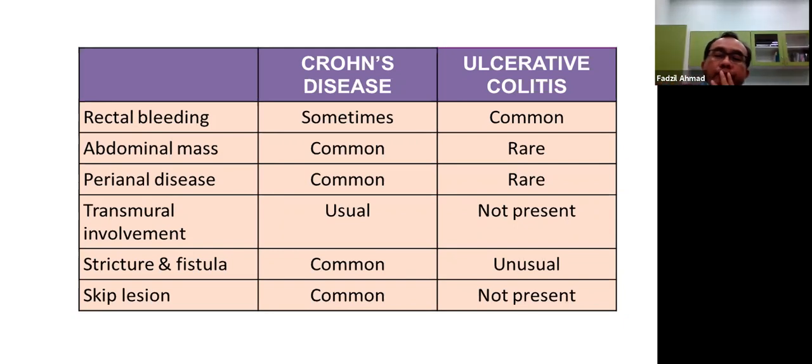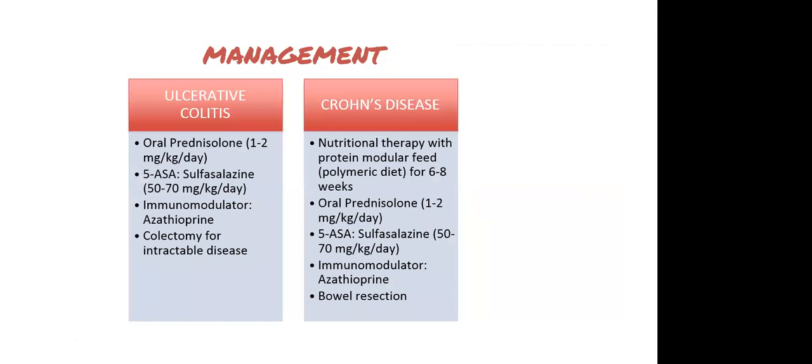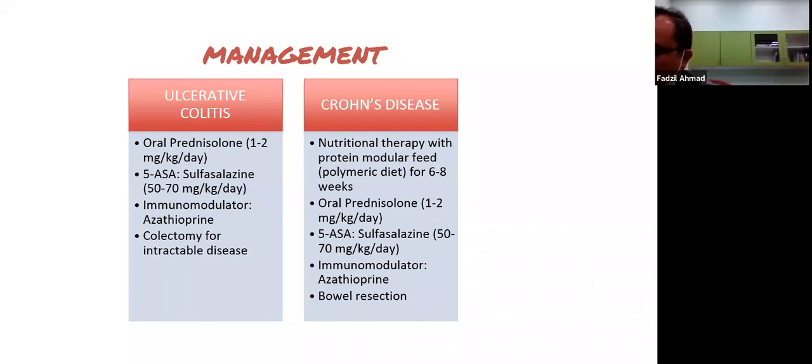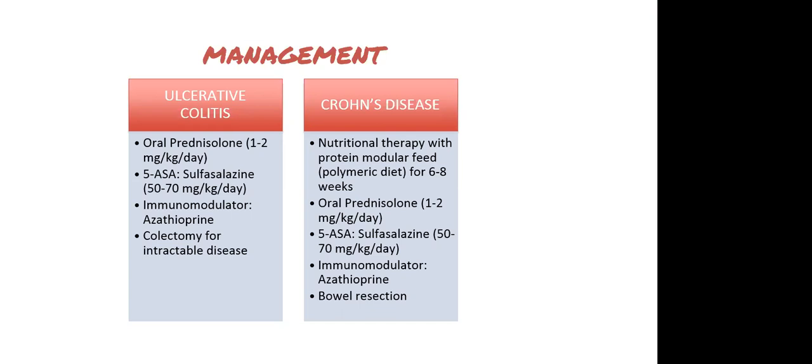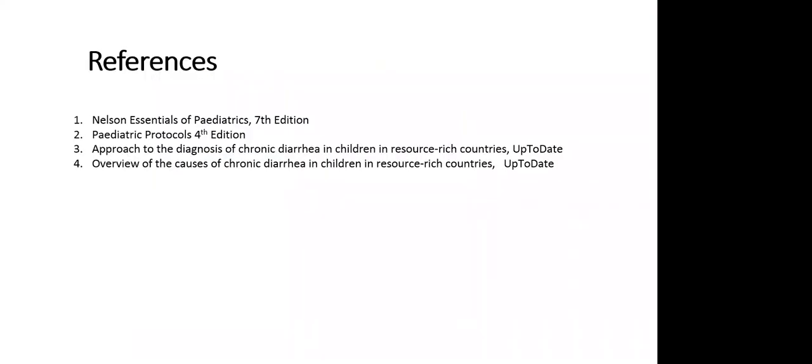Okay. Next. That last one is the management. So management is about the same between these two: prednisolone, sulfasalazine, immunomodulators such as azathioprine, and consider colectomy if the disease is severe. For Crohn's disease, I have nutritional therapy, so give the protein modular feed, and we also give prednisolone, sulfasalazine, and azathioprine. So this is the management for these two. Okay, I think that's all about chronic diarrhea. You can look further.